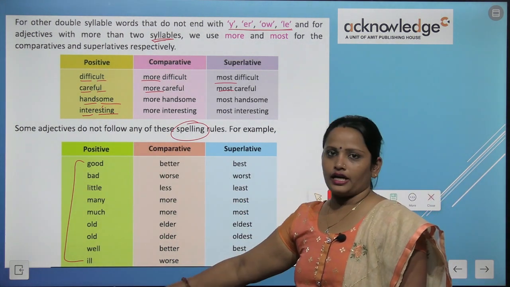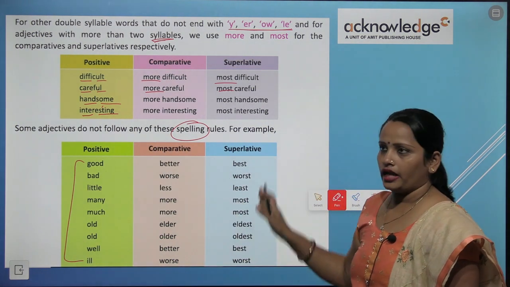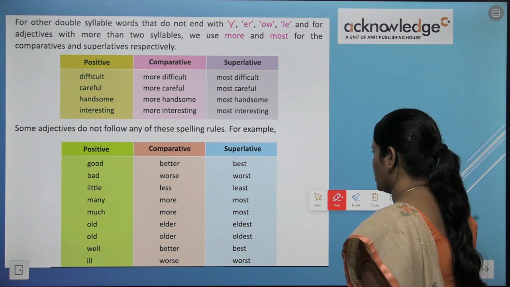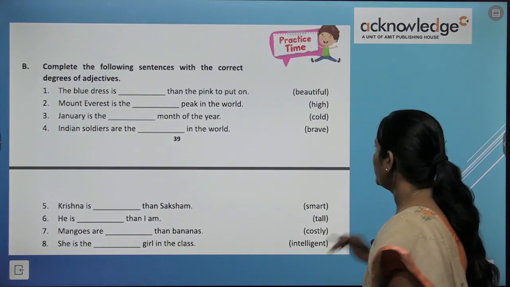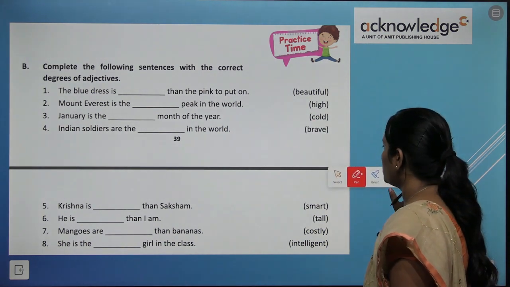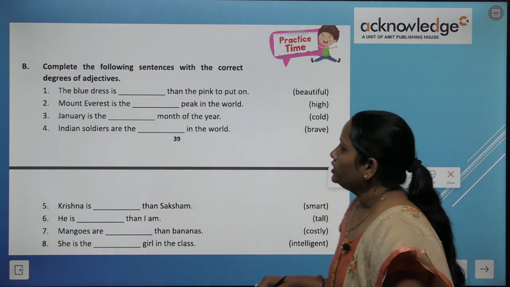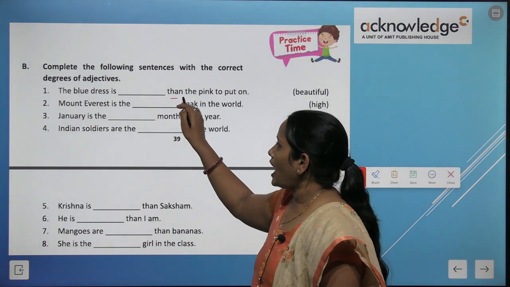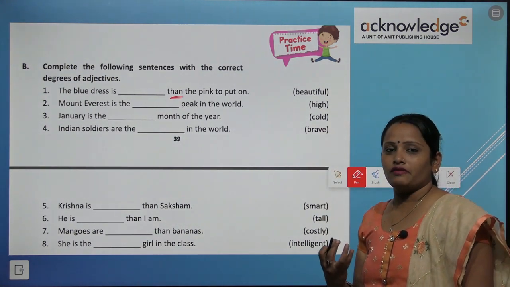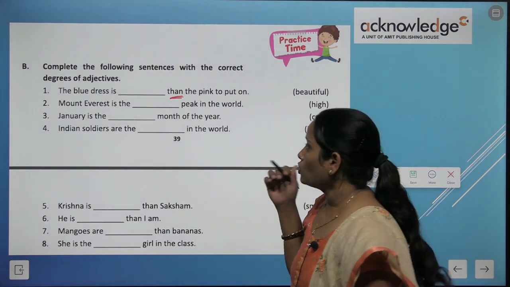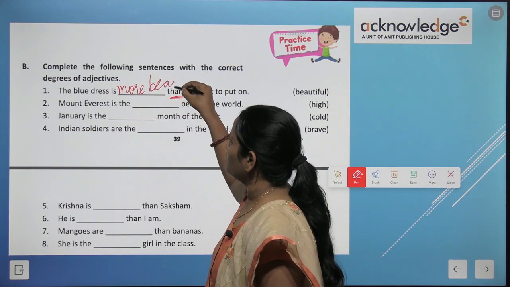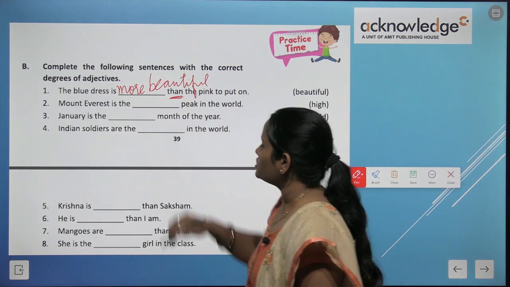So positive degree में ये कहेंगे, जब हम कंपेयर करेंगे तो ये लिखेंगे, एंड जब हम इसको 2 से ज्यादा के बीच में कंपेयर करेंगे तो हम इन वर्ड्स का यूज करेंगे. Now let's quickly come to the exercise given, children. Complete the following sentences with the correct degree of adjective. So here the blue dresses dash than word use है, इसका मतलब comparative degree यूज करनी है. Beautiful 2 syllable से ज्यादा वाला word है. So here we are going to use more beautiful.